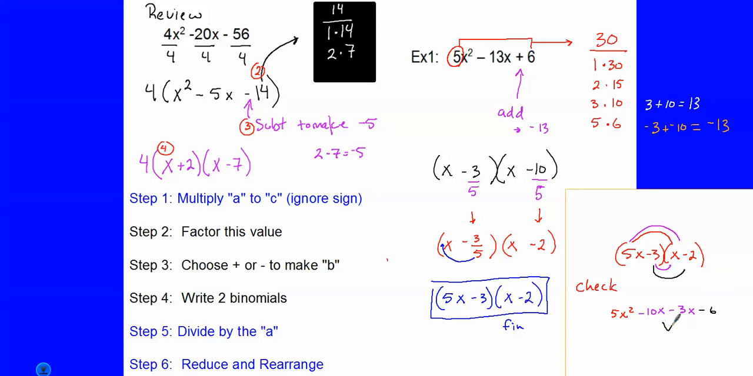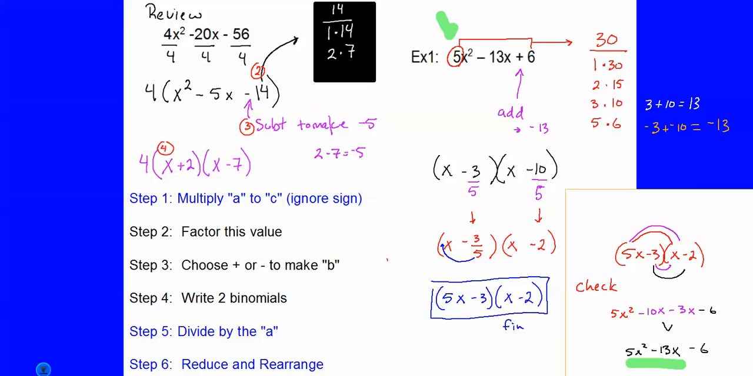6. Now I need to combine my like terms. This gives me my negative 13x. The minus 6 lives in the back, and the 5x remains in the front. I see that my product here, derived from my factors, matches exactly the product that I started with. So we are good.